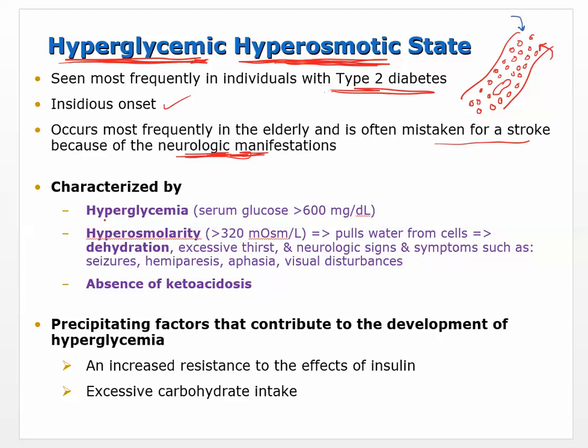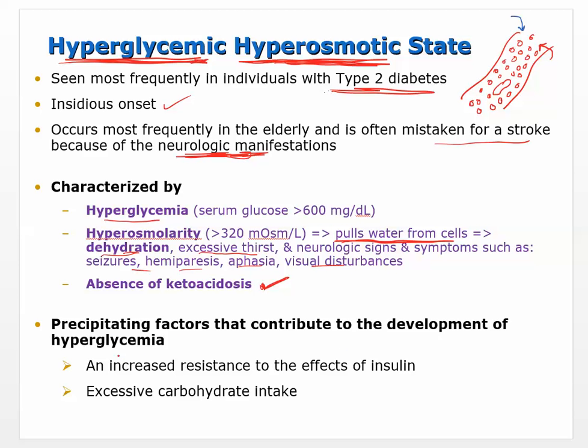Okay, so it's characterized by hyperglycemia and hyperosmolarity, which, a little more gentle way of putting it, pulls water from cells. That's what this hyperosmolarity does, which can lead to dehydration. And then that's going to cause excessive thirst, which means you're putting more water in, and neurological signs and symptoms such as seizures, hemiparesis, aphasia, visual disturbances. And you're also going to see an increase in urination, so increase in thirst and urination. But there is no ketoacidosis, so that's I guess one good thing. You're not going to see ketoacidosis with this.